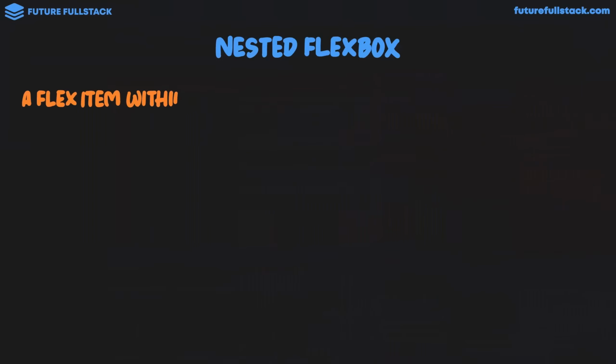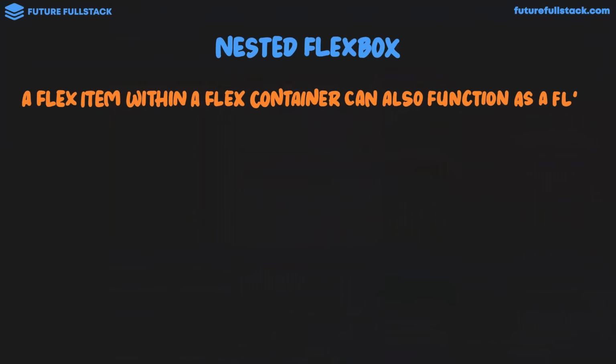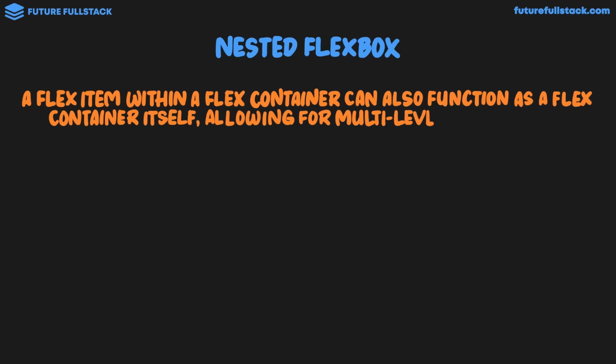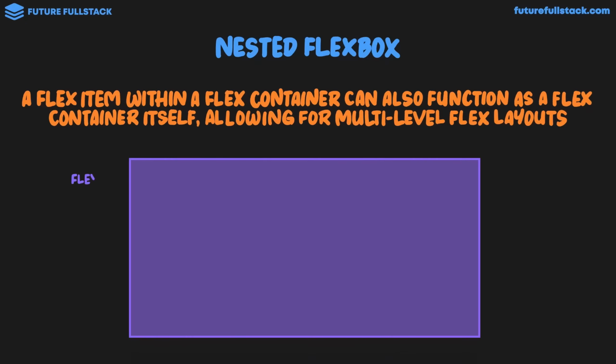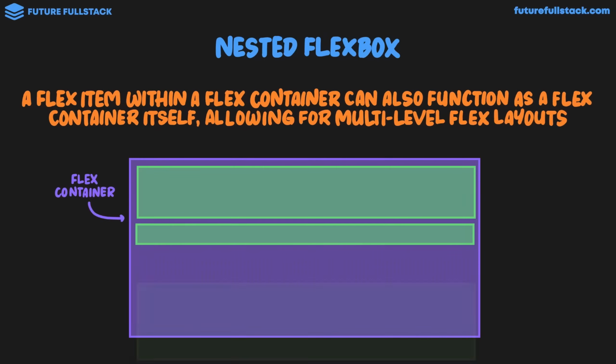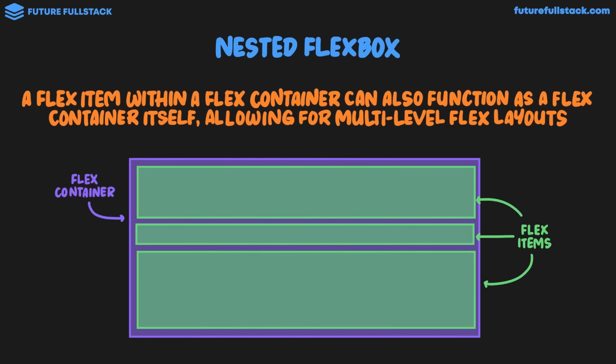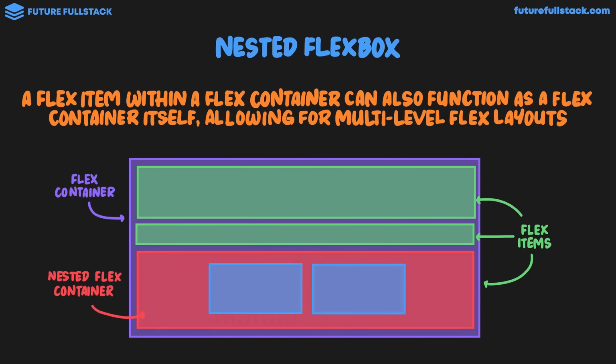So a flex item within a flex container can also function as a flex container itself, allowing for multi-level flex layouts. Looking at this in diagram form, we have our first flex container, we have our different flex items. We can then make one of our flex items a flex container. And because this flex container is within another flex container, we would call it a nested flex container. And of course, this nested flex container will have its own flex items, shown in blue here, which we could call nested flex items. So let's go play around with this inside VS Code.